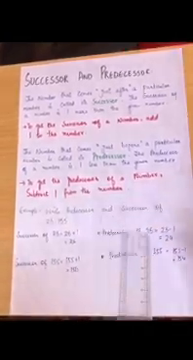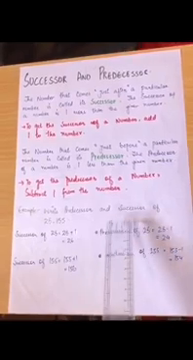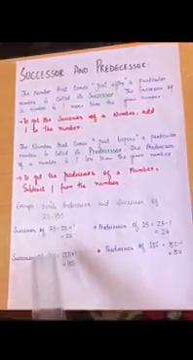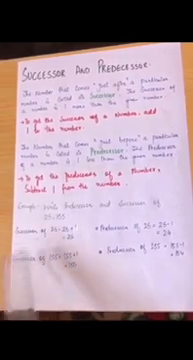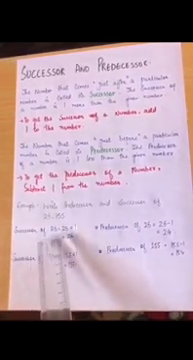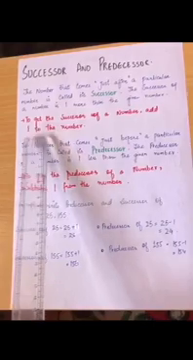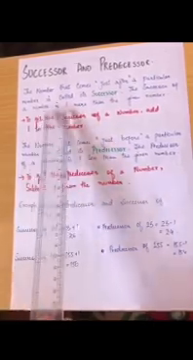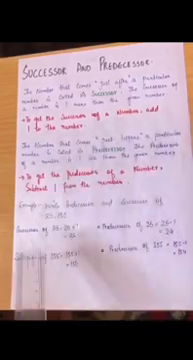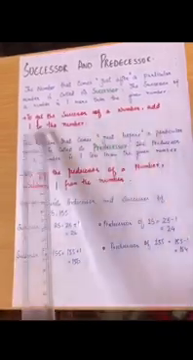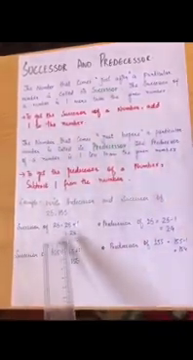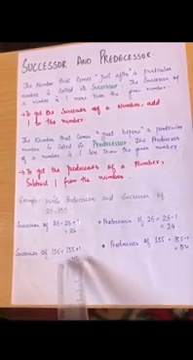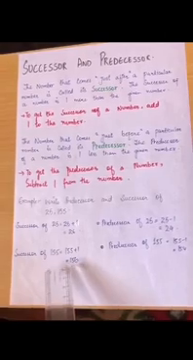For example, write the predecessor and successor of 25 and 155. Now, if we have to find first the successor, which I have already explained here, it's always a number more. A successor is 1 more than the given number. So what we have to do is add 1 to the number. That's 25 plus 1 is 26. Successor of 155: 155 plus 1 is equal to 156.